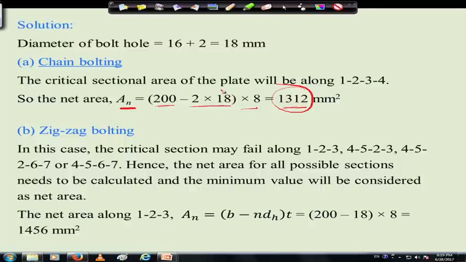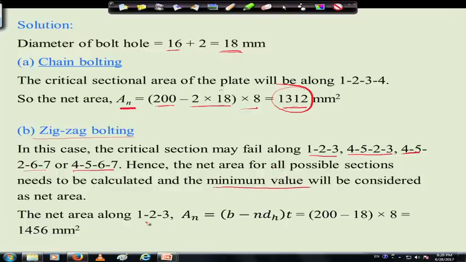Here we have considered 18 because a 16 mm bolt diameter has been considered, so the hole diameter will be 16 plus 2, that is 18 mm. For zigzag bolting, as we have shown, the chances of failure may happen along 1, 2, 3, along 4, 5, 2, 3, along 4, 5, 2, 6, 7 or along 4, 5, 6, 7. Therefore, we have to calculate all possible cases, and we have to find out the minimum value, right.